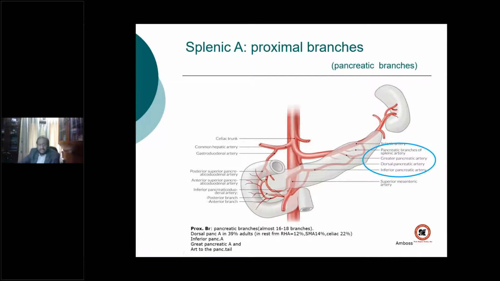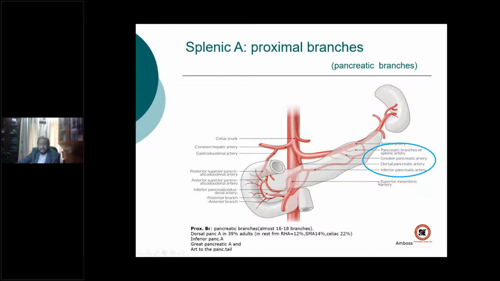Now, when this splenic artery is traversing from its origin up to its destination, it gives rise to proximal branches here and distal branches. The proximal branches are important. Why? Because these are the pancreatic branches, and among them you've got the 3 important pancreatic branches. Number 1 is the dorsal pancreatic branch, descending behind the pancreas, that's why dorsal pancreatic branch. Then you've got the inferior pancreatic artery, which is a branch of the dorsal pancreatic artery.